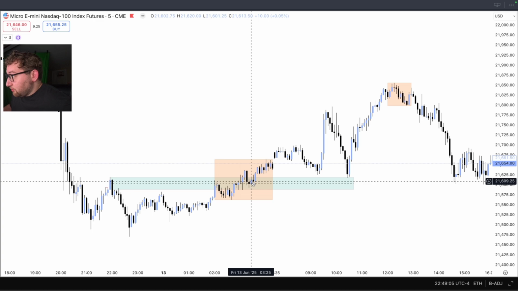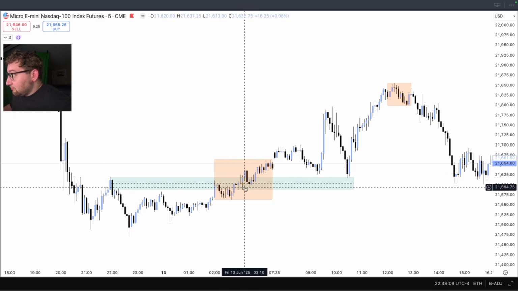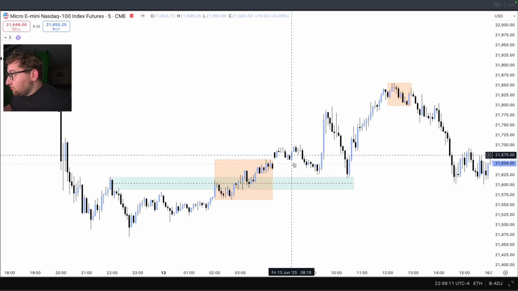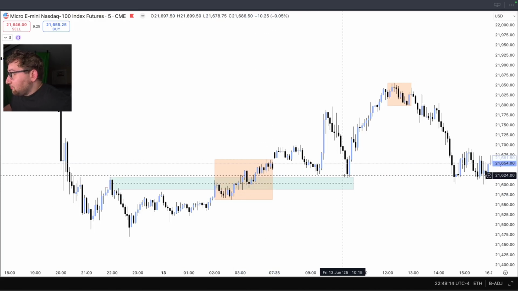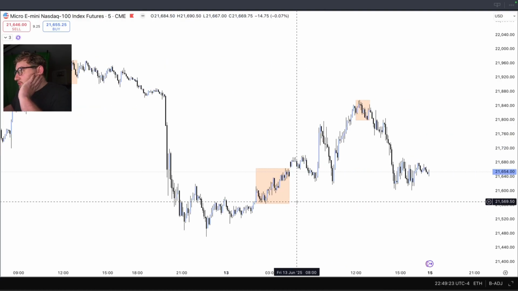Closed above it, traded back through it, couldn't close below 50%, couldn't even touch the bottom of it. It starts running away. Here it taps in. So I mean, you see how these PD arrays get respected so often.